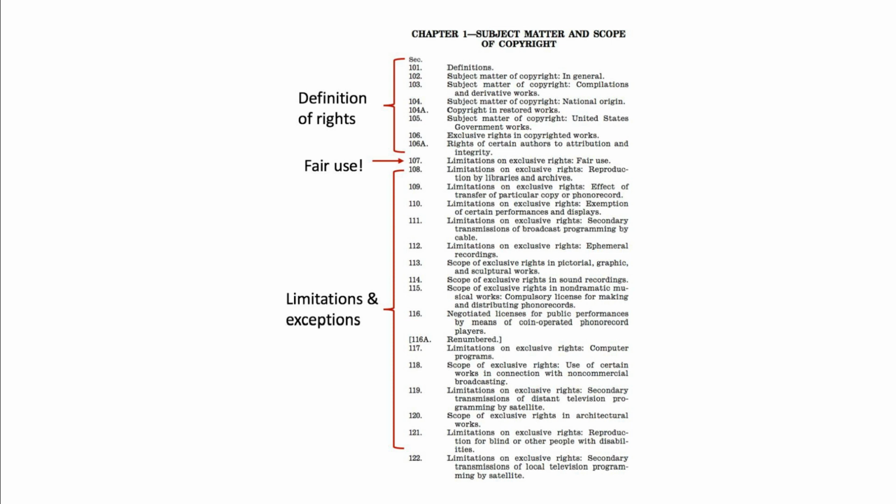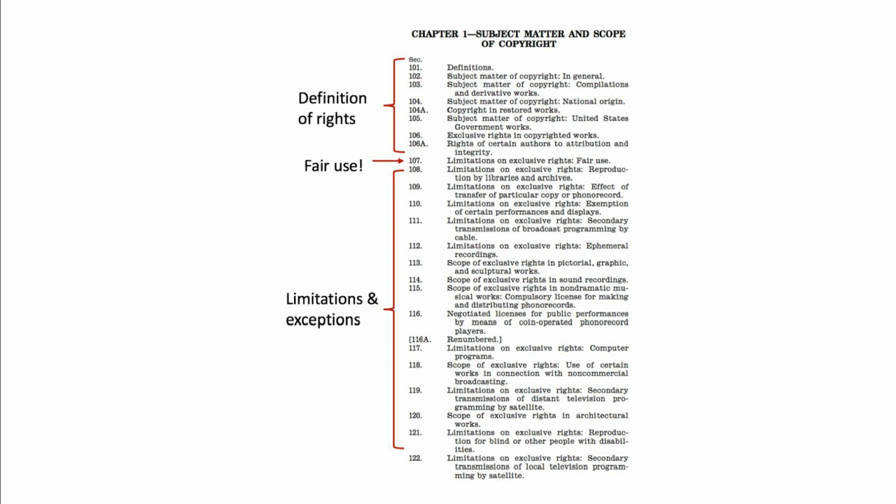And these can get very, very specific. So for example, Section 111, limitations on exclusive rights, secondary transmission of broadcast programming by cable. Like we never deal with that. It just doesn't come up. So a lot of these are just super particular to particular industries. Some of these actually get used quite a bit though by libraries. So for example, Section 121 there at the bottom, limitations on exclusive rights, reproduction for blind or other people with disabilities. That's actually a big deal for us and for libraries as well.